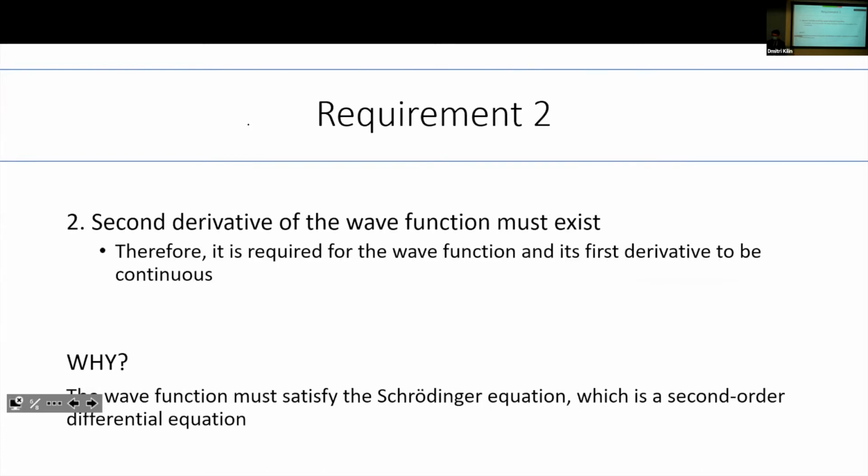The second requirement is that the second derivative of the wave function must exist. Like I said, that implies that the wave function and its first derivative are also continuous, because you can't take a derivative of something that's not continuous. We must use the second derivative because it's essential for actually using the Schrodinger equation, since it's a second order differential equation.